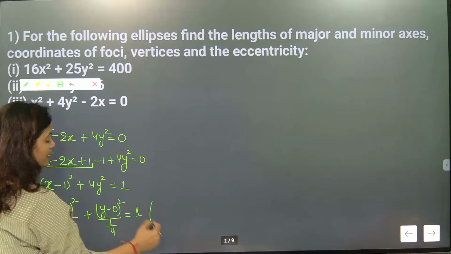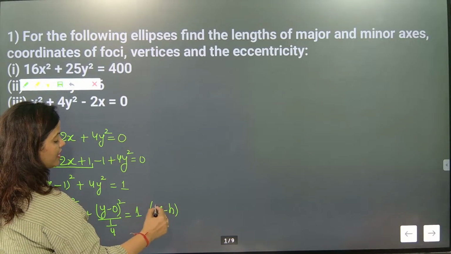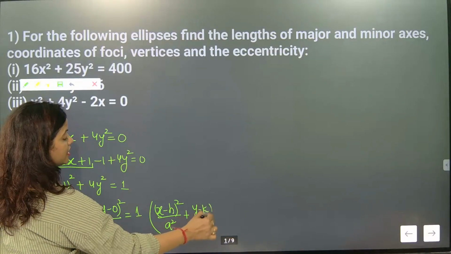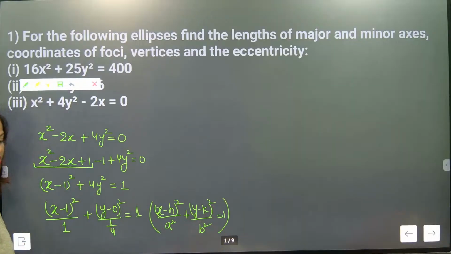Last class I told you that when the center is not at the origin, the equation of the ellipse will become (x minus h) whole square by a square plus (y minus k) whole square by b square equal to 1. So this becomes the equation of the ellipse here. The equation of the ellipse is not x square by a square; it is coming as (x minus 1) whole square by a square, and so on. You need to remember this very thoroughly: when the center is not at the origin, the ellipse equation will come like this. Please note this down.